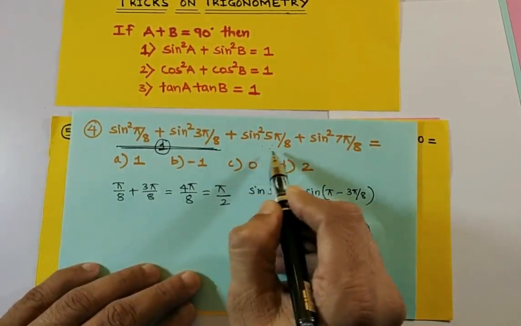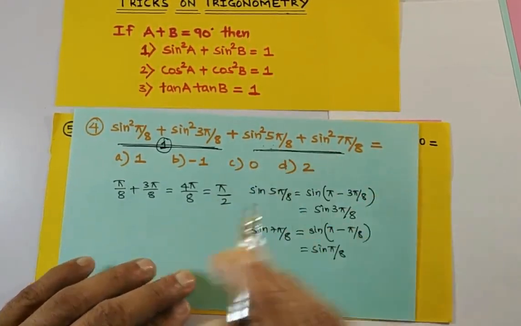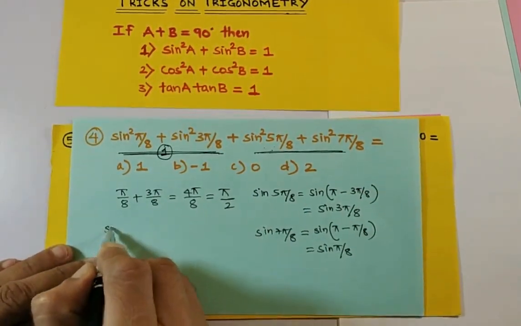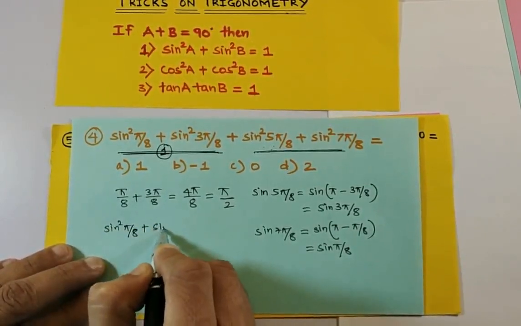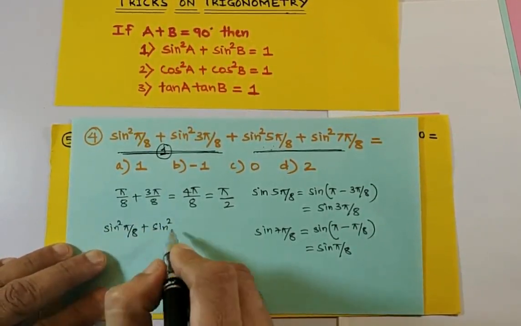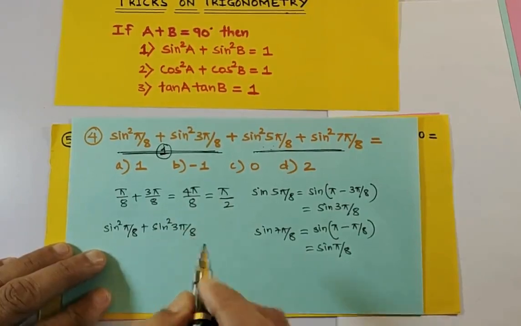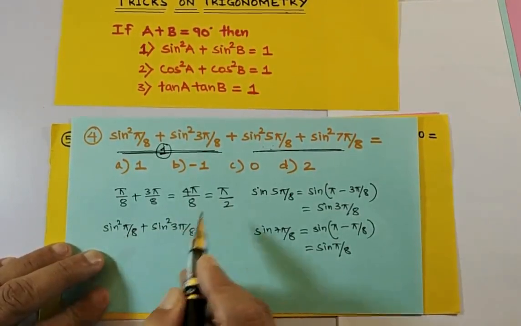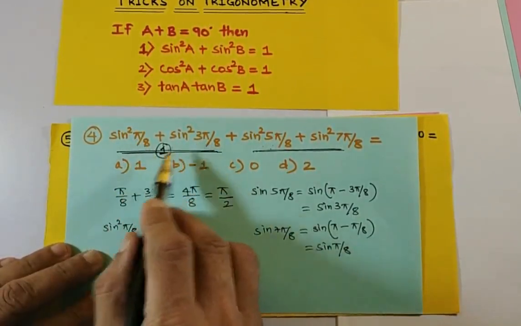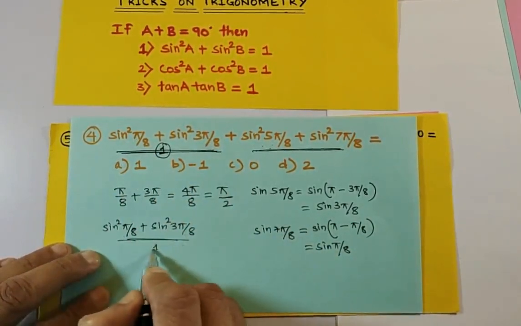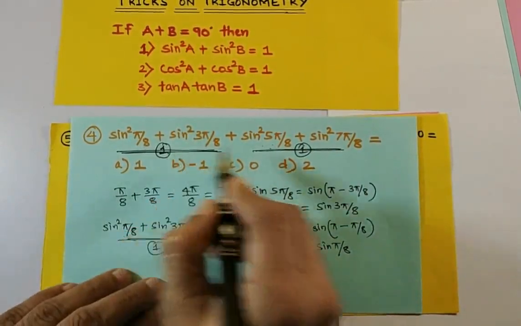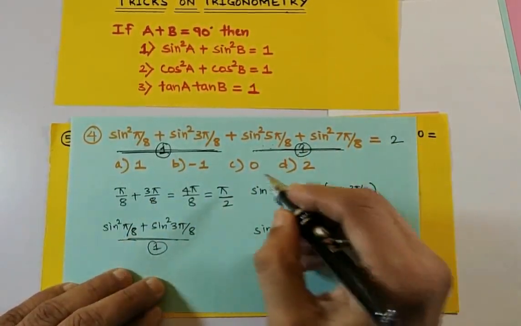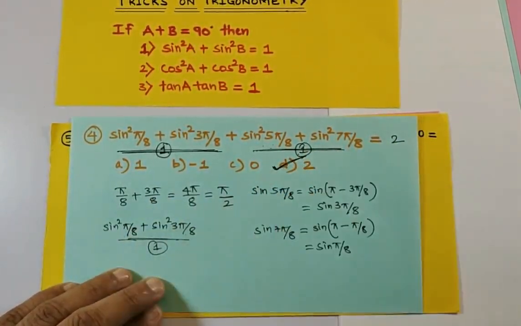So these two terms I can write as sin square pi by 8 plus sin square 3 pi by 8. Again, if you add these two angles, you will have 90, similar to this. So this answer will also be equal to 1. So 1 plus 1, you will have the answer 2. So option D is our answer.